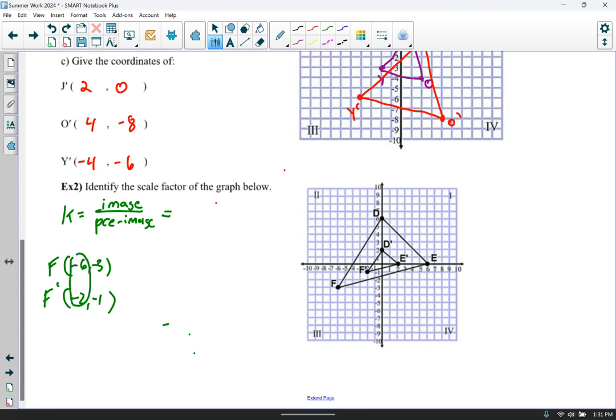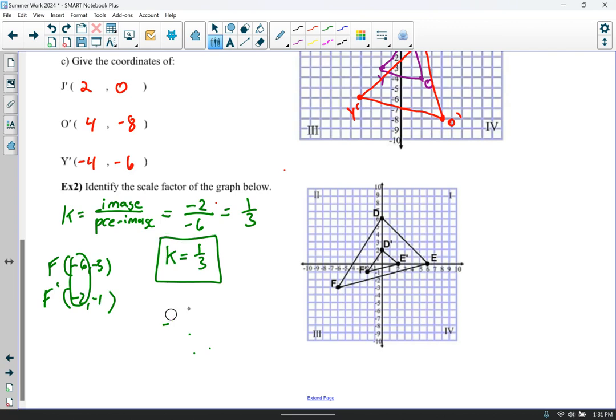Now remember, it's image over pre-image. So the image is F prime. So I'm going to put -2 in the numerator. I'm going to put F, the pre-image, -6 in the denominator. So we have -2 over -6, which is a fraction that reduces to 1/3. So we can see that our scale factor is 1/3. And we can use K to represent that.